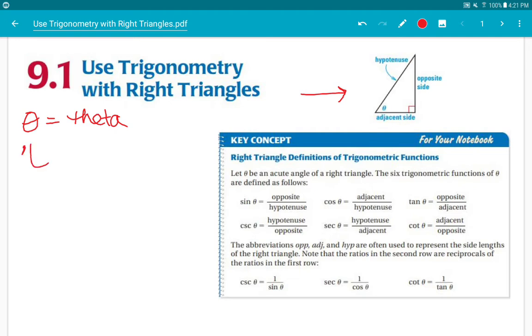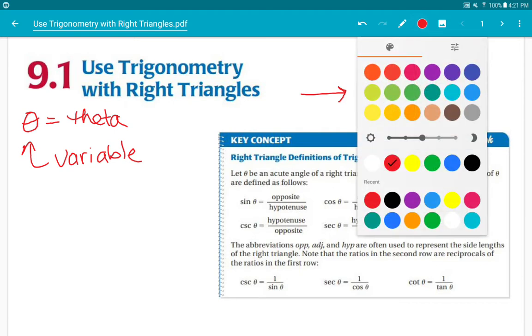So that's going to be the variable that we're going to be working with. It's just going to count as x, or any other variable we typically use. It's a Greek letter. Okay. Now that Greek letter theta will be used often, and that's usually going to be represented by the angle measurement in the triangle.